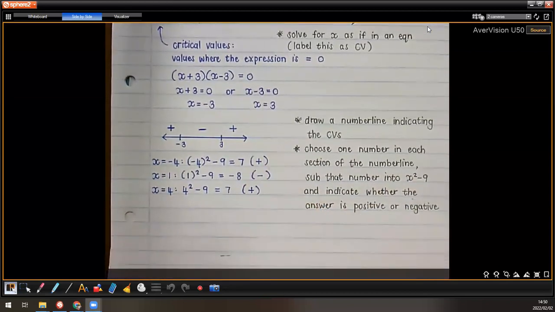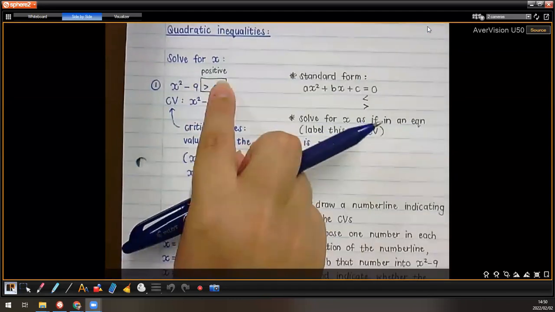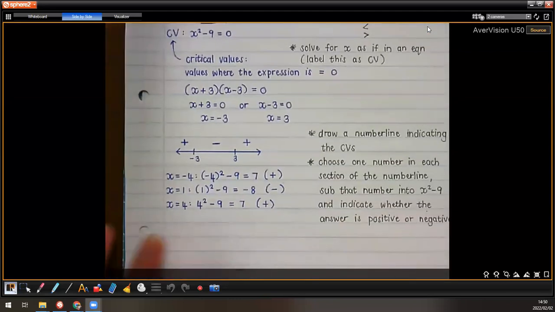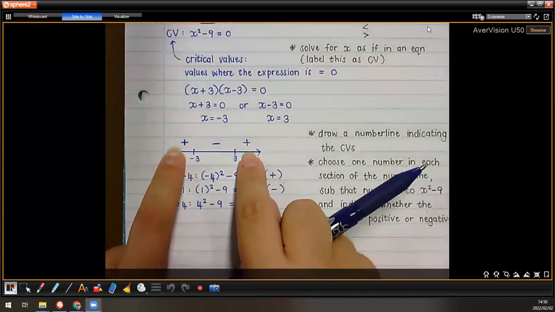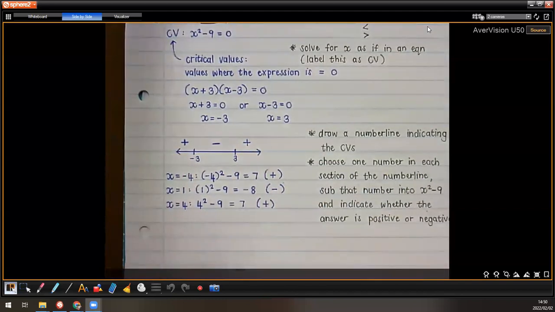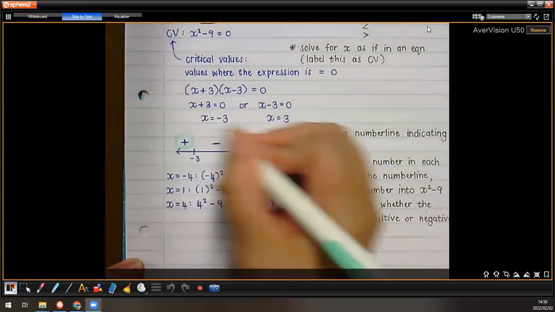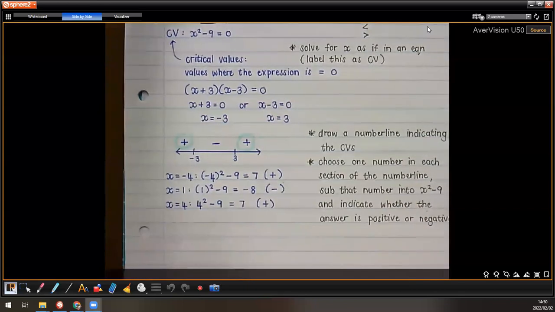Now we need to decide, what was the question asking for again? Positive. In which sections do the x values give me a positive answer? In those 2, right? Please circle those or highlight them or something, and you have to also indicate that on your number line in the test breakdown. So you can circle those pluses, you can highlight them.